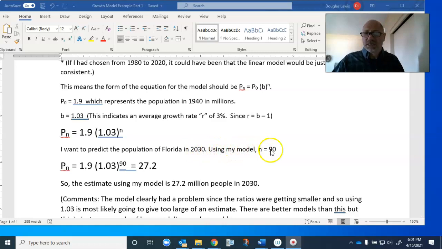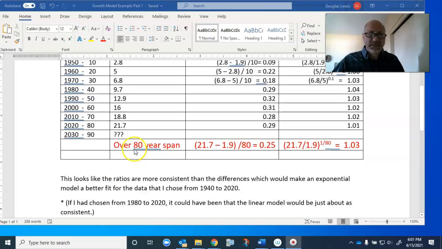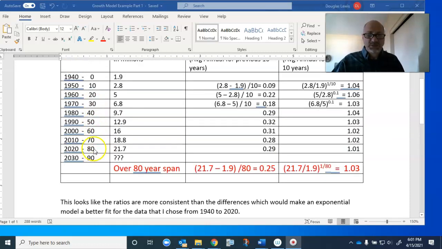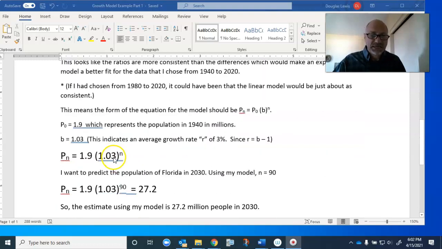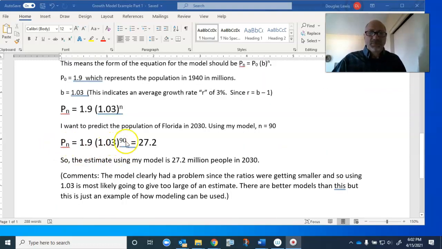So using my model, n is equal to 90. Remember, 2020 was 80, so 2030 is 90 more than 1940. You can just do 2030 minus 1940, which is 90. And so I plug that in, make my prediction, and that's 27.2. And remember, the estimate, I need to write out what it means. You should write this out. The model predicts 27.2 million people in 2030. I wouldn't want to just write 27.2 because that doesn't really make a statement. We want to write a complete sentence here. Okay, and that would be sufficient there.